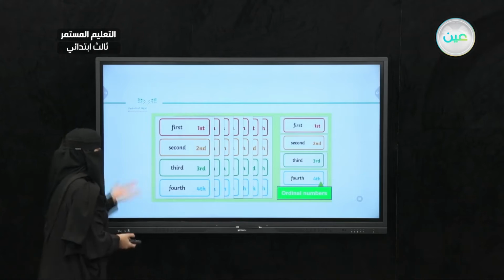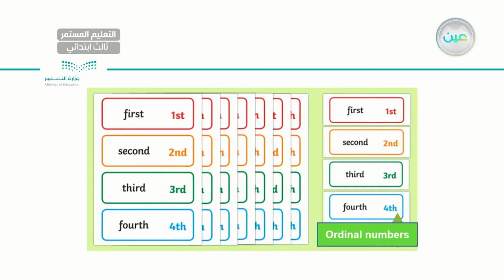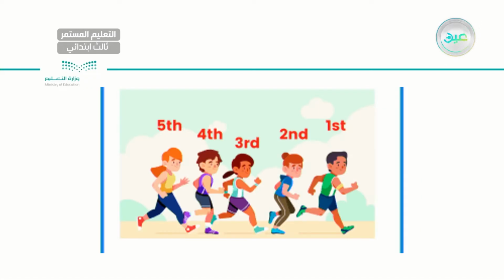Okay? Now, as you can see here, my dear student, I have first as a word, and I have the abbreviation that is number 1 and the last 2 letters of the word, letter S and letter T. Okay? Same for second, number 2 and the last letters N, D. Next, I have third, number 3, R, D. Fourth, number 4, T, H. Same for all the ordinal numbers.